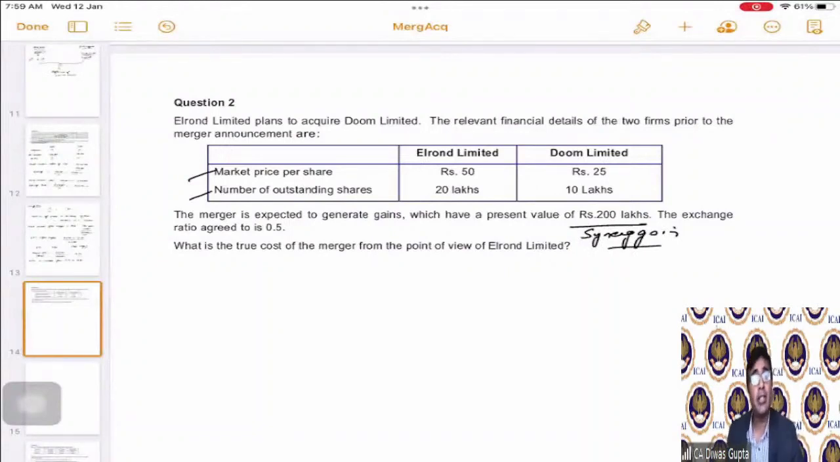So they are saying that the merger is expected to generate gains, which is over and above their regular profits, which have a present value of 200 lakhs. That means this 200 lakhs can be added as a valuation gain. The exchange ratio is already given as 0.5. What is the true cost of merger from the point of view of Elrond Limited? Now, students, this is asking us to calculate the true cost of merger. Now, before we solve this, we need to understand what is the true cost of merger.